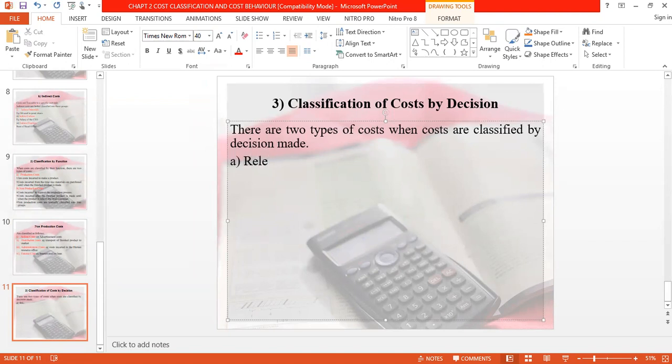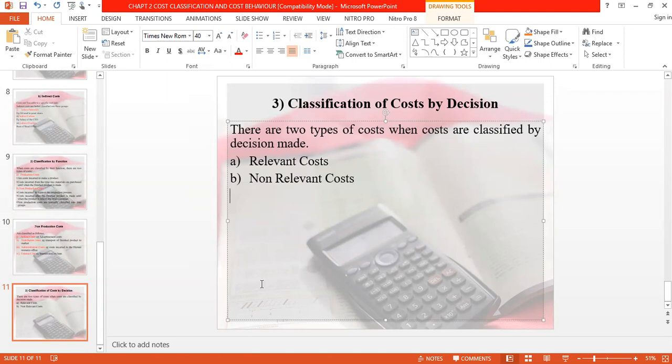There is what is called relevant costs, and number 2, there is non-relevant costs. So when we classify costs by their decision, costs can either be relevant costs or non-relevant costs. So there are 2 types of costs when costs are classified by the decision made.